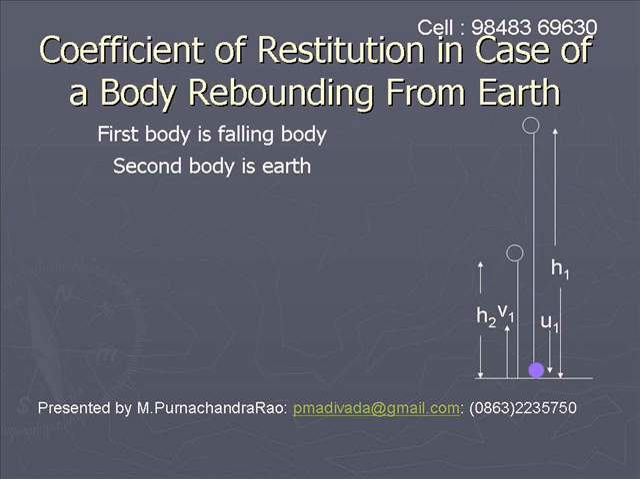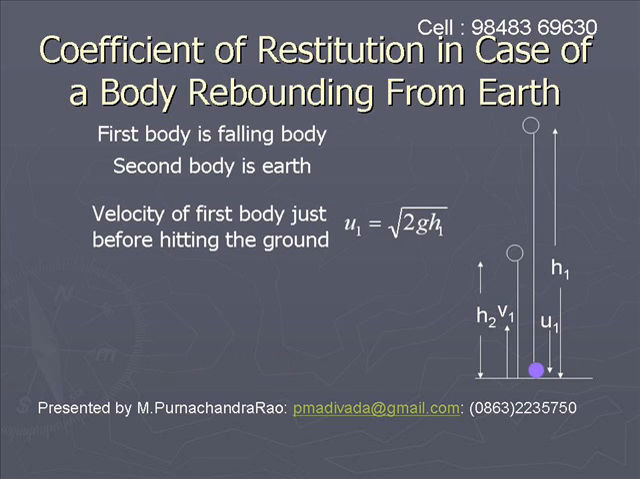Now, here the two bodies are the body falling from a certain height and the earth. The first body is the body falling from height and the second body is the earth. The earth is at rest before collision and after collision. So, u2 is 0 and v2 is 0.